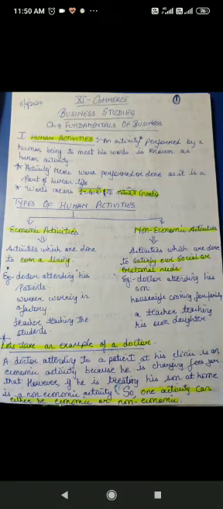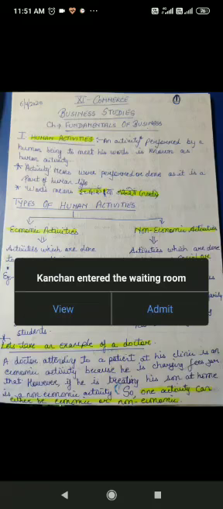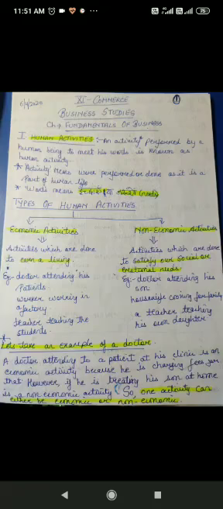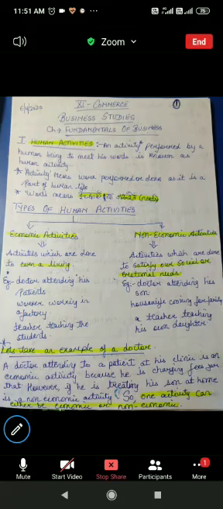Now, let us take an example of a doctor. There can be a question: how can the same activity be an economic activity as well as a non-economic activity? The answer is, a doctor attending to a patient at his clinic is an economic activity because he is charging fees for that. However, if he is treating his own son at home, then it is a non-economic activity. So one activity can either be economic or non-economic. Let's move further.